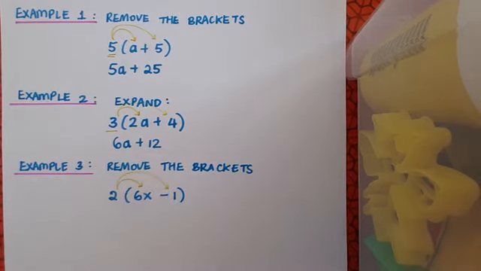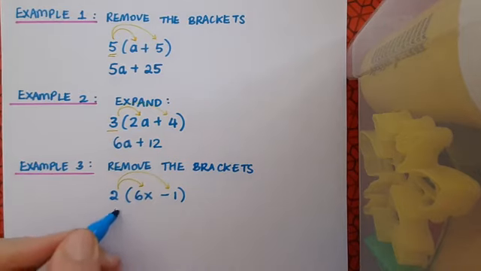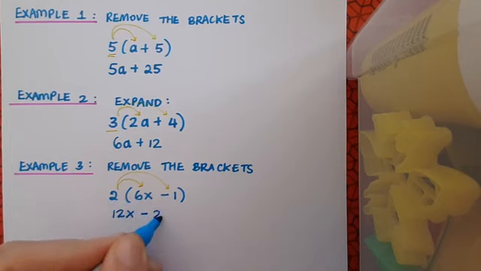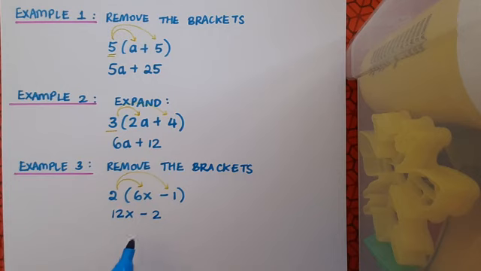I'm just drawing in the arrows to help you see what my plan is. At the beginning, when you're learning how to do this, feel free to draw the arrows in, but you don't have to keep doing it forever. In this case, 2 by 6x is 12x, and 2 times minus 1 is minus 2. Just be careful, that should be a minus. Watch out with your signs.